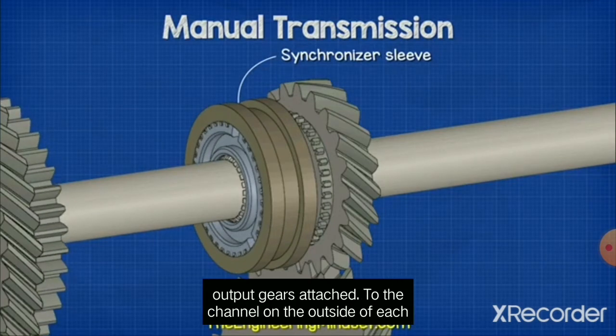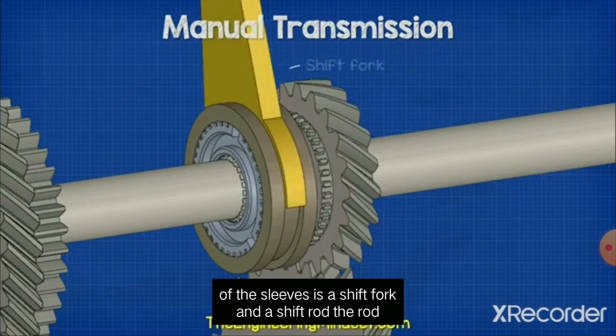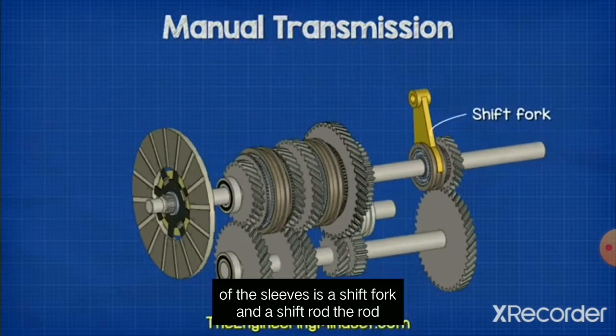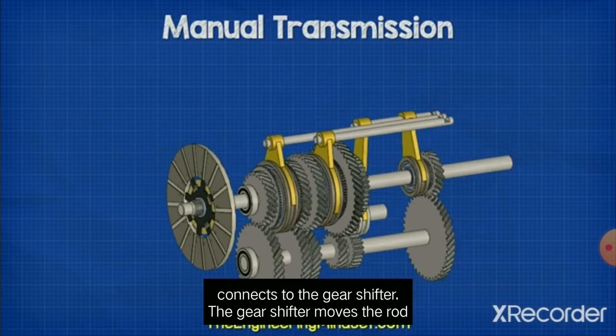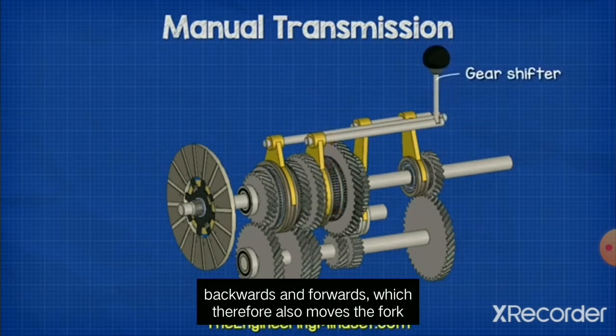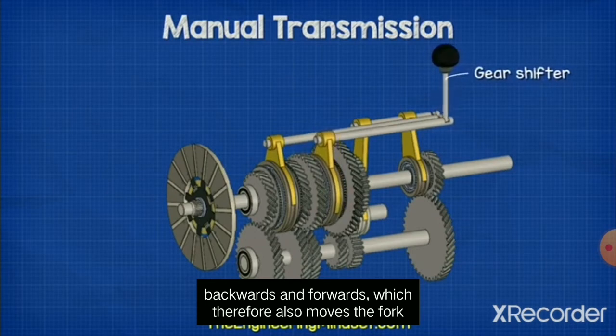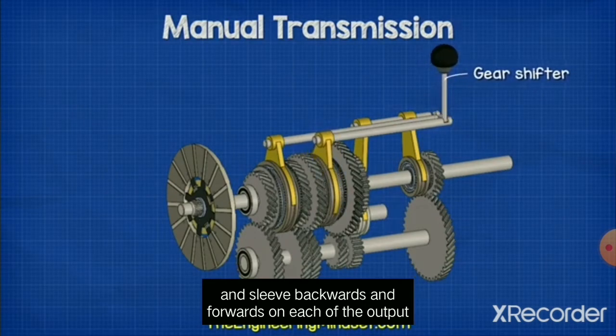Attached to the channel, on the outside of each of the sleeves, is a shift fork and a shift rod. The rod connects to the gear shifter. The gear shifter moves the rod backwards and forwards, which therefore also moves the fork and sleeve backwards and forwards.